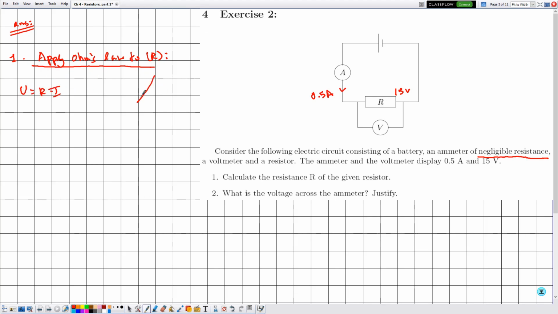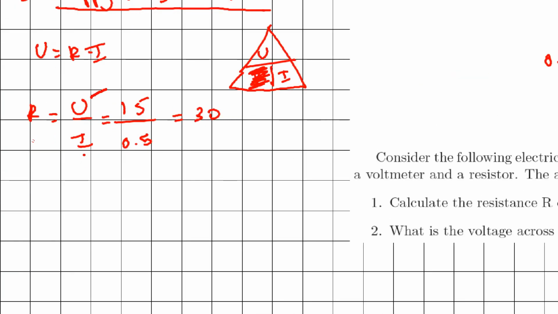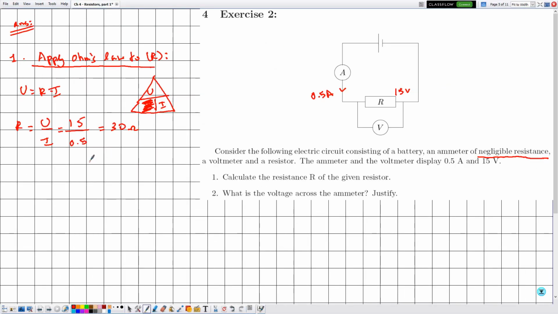Let's construct the triangle of this formula. So U at the top, R and I at the bottom. We are interested in calculating the value of R. Putting our hand over R, R is given by U divided by I. Now the value of U across the resistor is given by 15, and the electric current I traversing the resistor is given by 0.5. Plugging this on the calculator will give me 30. Since U is in the SI and I is in the SI, the value of R will be in the SI, which is ohms. Then R is equal to 30 ohms.